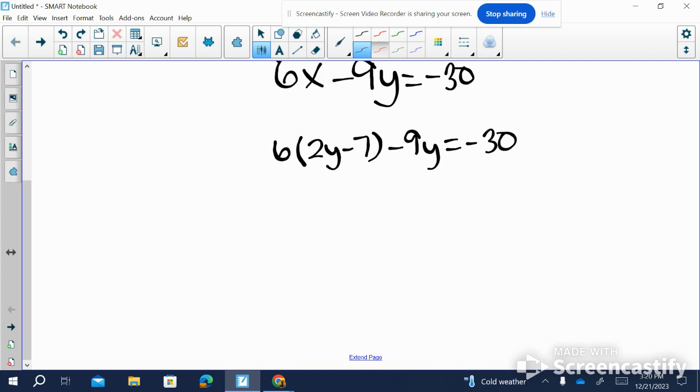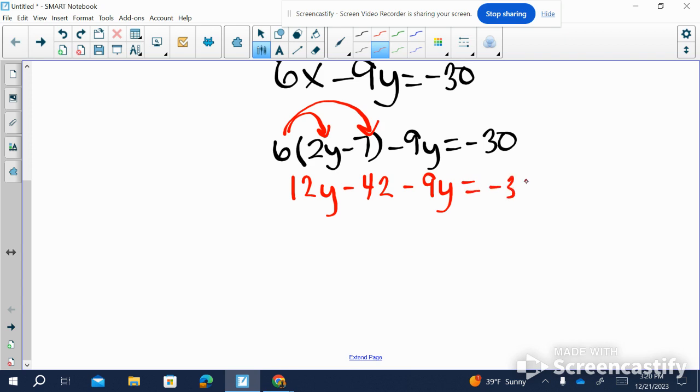So I'm going to distribute the 6 into the parentheses. 6 times 2y is a positive 12y. I'm going to bring down the minus sign. And then 6 times 7 is 42. So the 6 got distributed in, everything else trickles on down. So the minus 9y equals negative 30.